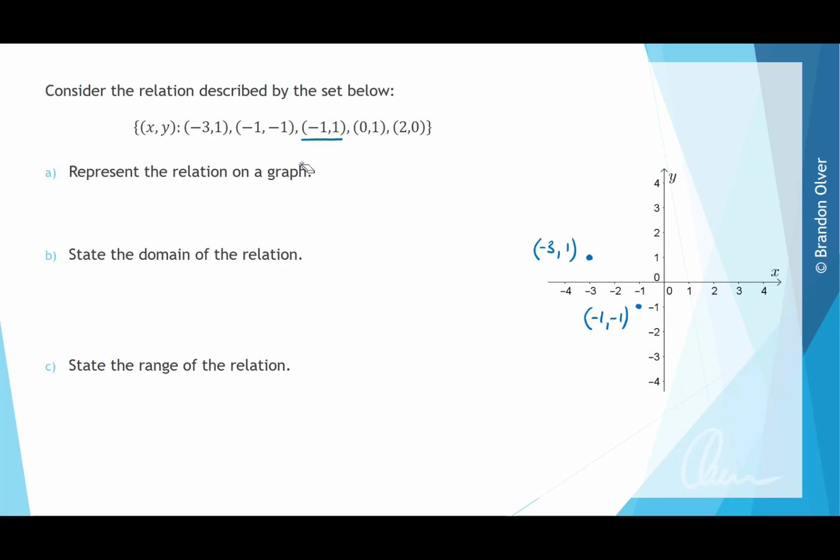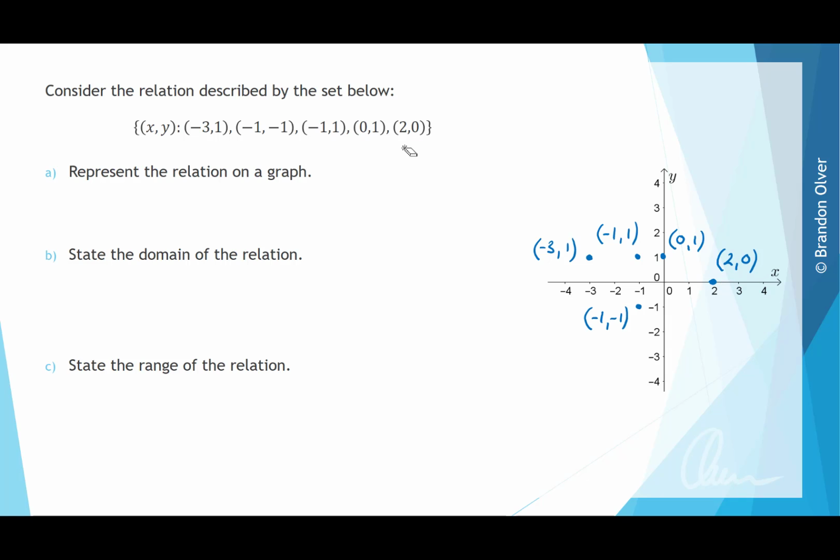Next we have negative 1, 1. So negative 1 on the x, 1 on the y. So that's negative 1, 1. Then we have the point 0, 1. So we have 0 on the x, 1 on the y, which is here. And finally we have 2, 0, which is 2 on the x, 0 on the y, which is this point here.